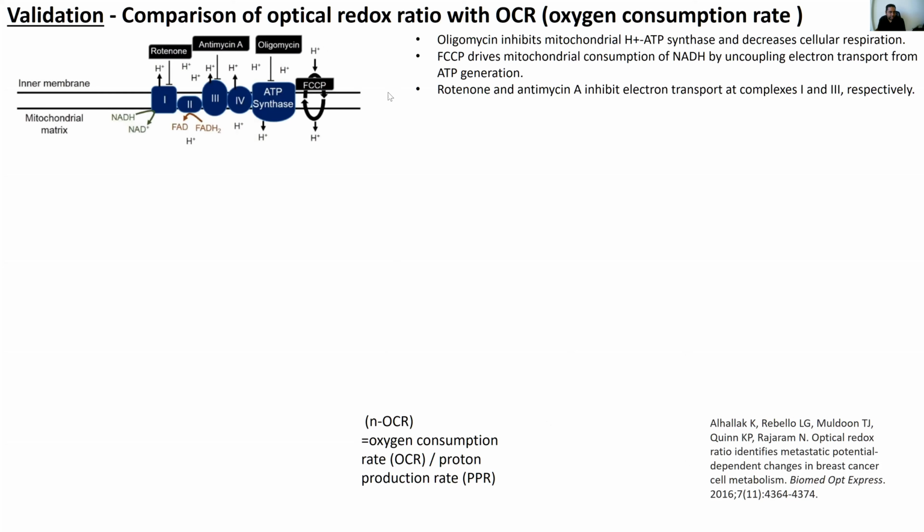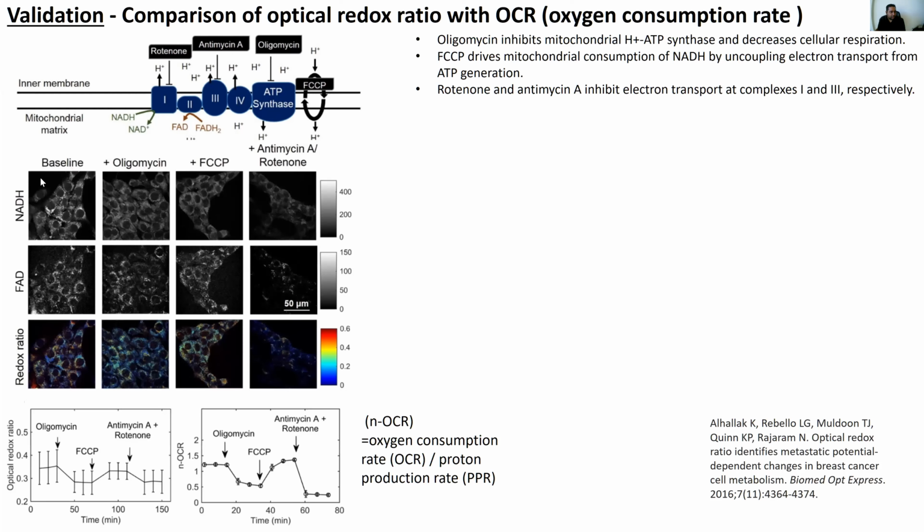And what they did is they blocked the cycle of mitochondrial metabolism by different pathways. So they added oligomycin, which inhibits the ATP synthase. Then they added FCCP, which takes out the coupling, so they uncouple the electron transport chain. And then rotenone and antimycin, which block complex 1 and complex 3, and combined together, they basically block the metabolic pathway. And this is basically what they saw in NADH and FAD.